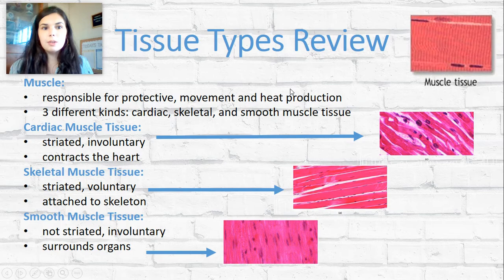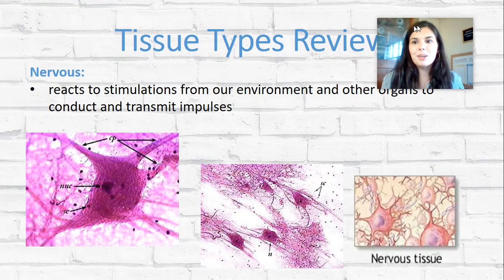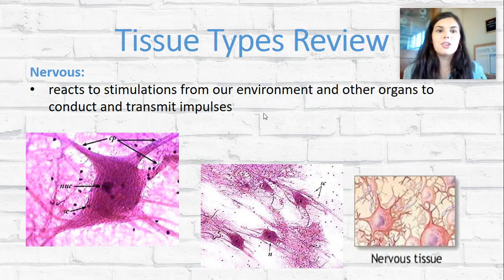And then the last one, if my screen will change, there we go. The last one that we're going to talk about is your nervous tissue. Your nervous tissue is responsible for reacting to stimulations from inside the body and within our environment around us, and calls your other organs to do things by conducting and transmitting impulses.